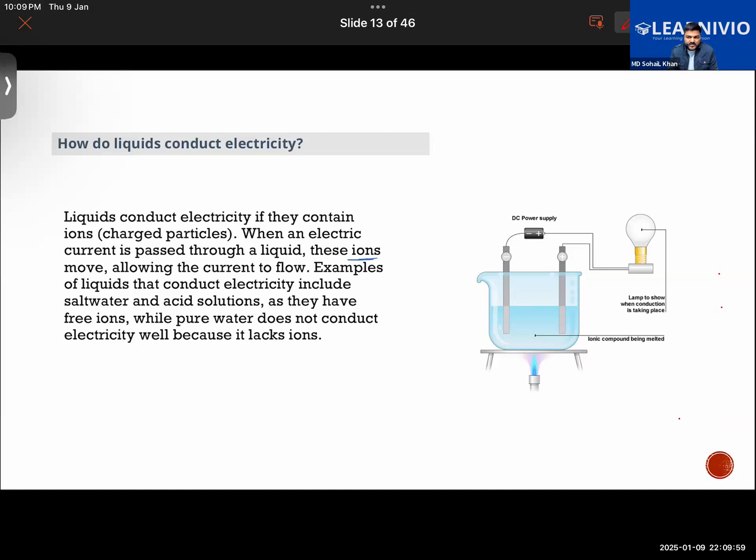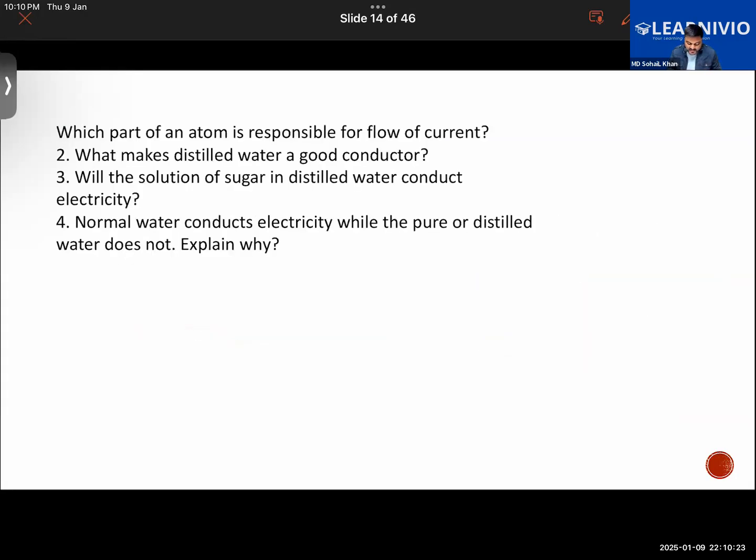Okay, so the main thing here is the ions. If a given liquid breaks up into ions, then it will allow the flow of electricity through it. So we have salt water and acid solutions that will conduct electricity because they have ions in them. They will break up into ions and that will allow the conduction of electricity through them. Well, pure water does not because it lacks ions.